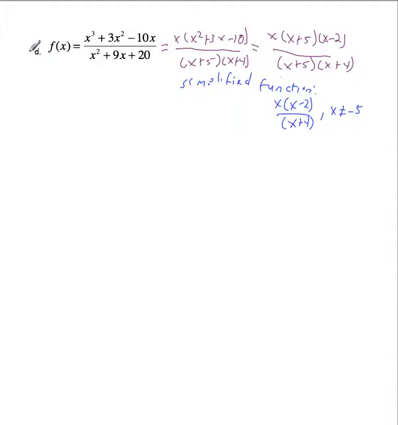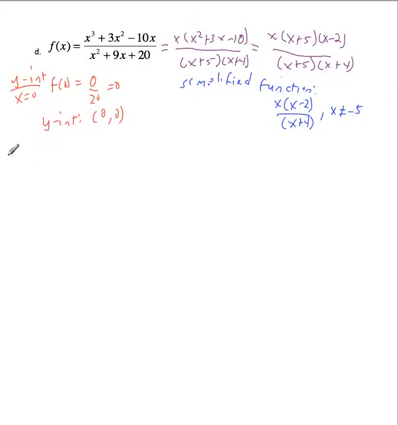So to begin with, let's find the y-intercept. To find the y-intercept of any type of function, we let x equal 0. So we're going to evaluate f of 0. We use the original function, not the factored form. In that case, that's going to be 0 over 20, which is 0. So the y-intercept, written as an ordered pair, is 0, 0.